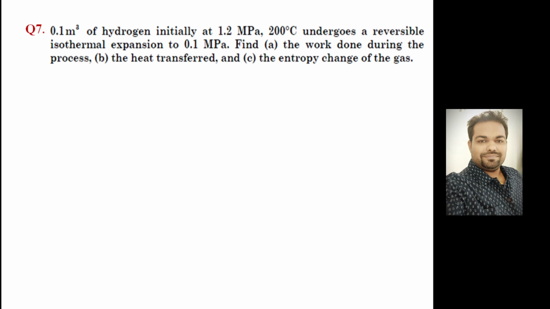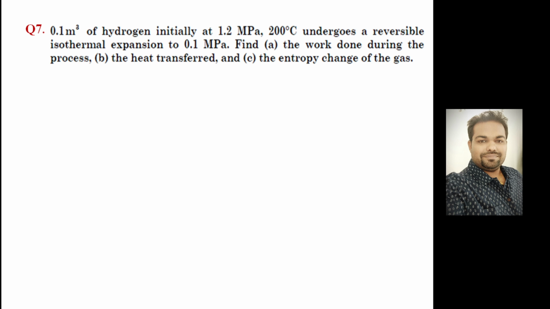So volume is given, 0.1 meter cube. Hydrogen is the gas. Initial pressure and temperature are given. It is undergoing an isothermal process to a final pressure. So you know P1 and P2. So you can use the formula directly: work done during the process is equal to P1 V1 ln of P1 by P2, where P1 is 1.2 megapascal and P2 is 0.1 megapascal. Volume 1 is already given, pressure 1 is also given. Directly you can calculate the first part.